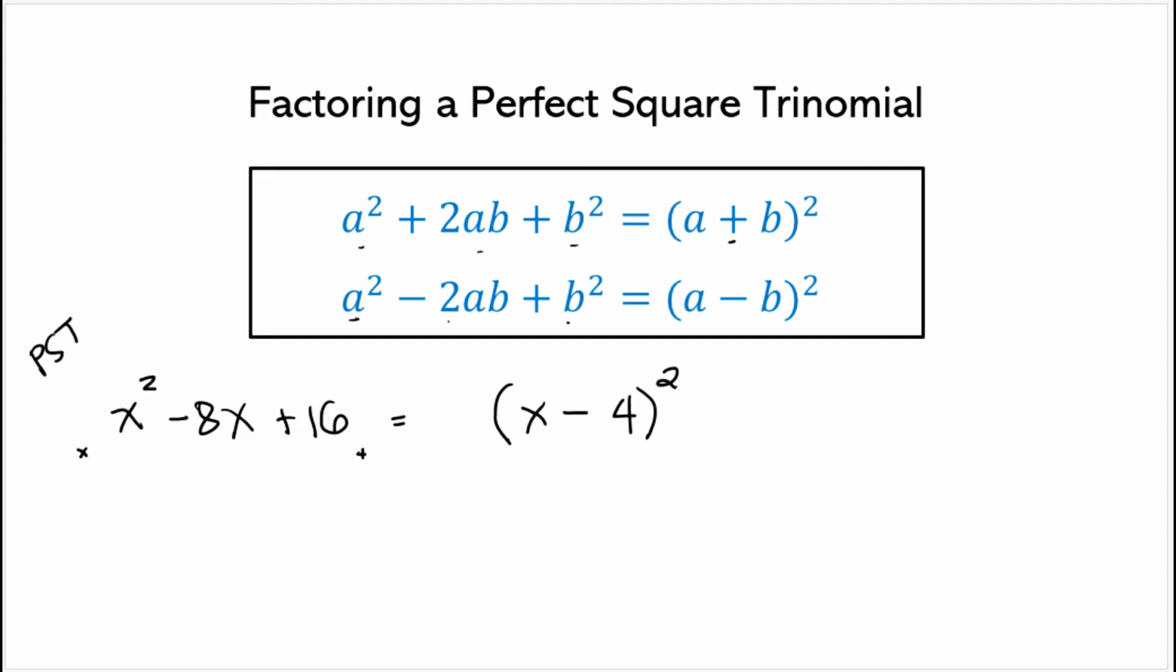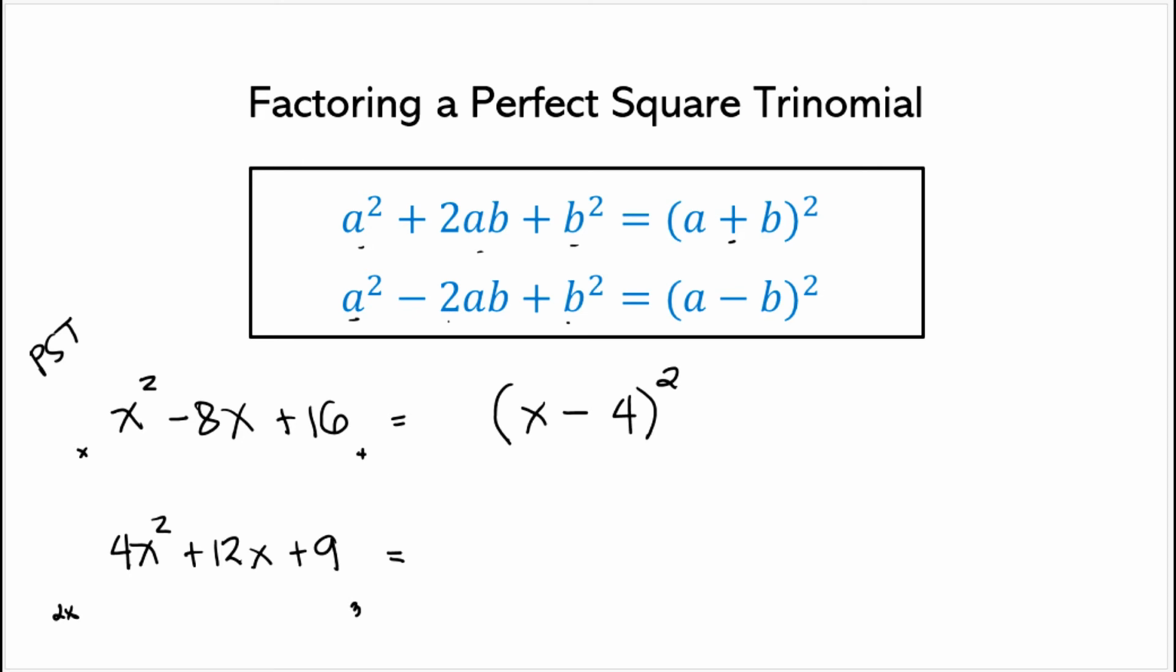Okay. Another example. Let's try to recognize if 4x squared plus 12x plus 9 is a perfect square trinomial. And if it is a perfect square trinomial, let's get its square of a binomial factor. So, first term, 4x squared. Is this a perfect square? Yes. And the square root is 2x. The last term is 9. And 9 is a perfect square with the square root of 3.